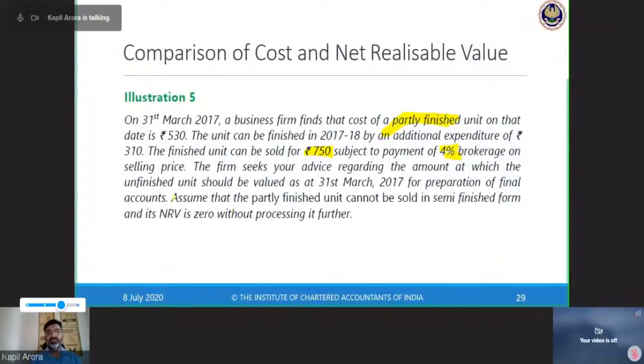It says, assume that partly finished units cannot be sold in semi-finished form. It means that I have to sell that by completing it only. If I have to sell that by completing it only, it means that I have to consider 750 only. If it says that it can be sold, and I am in the business of selling the partly finished product also, then I see what my intention is, whether I want to sell that partly finished product or complete those units and sell them in the market. Hope I have answered your question.